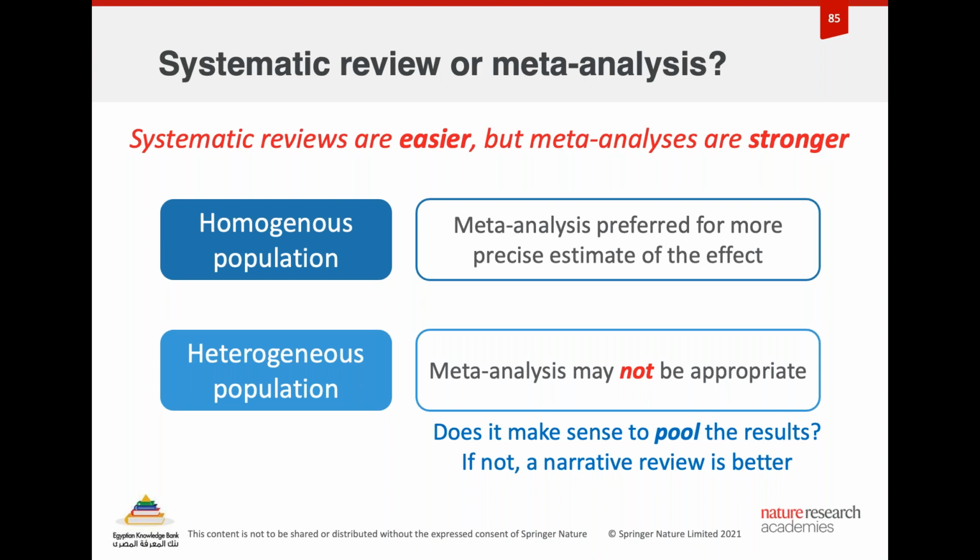So if you can conduct a meta-analysis, that's usually beneficial for you as well as for the field. If you have a very homogeneous population across all the studies that you're looking at, the meta-analysis is likely to be preferred and give you a more precise estimate of the effect. The problem is, that's not always going to be the case. Sometimes when you look at the different studies, you're going to see so much heterogeneity that maybe it doesn't make sense to do a meta-analysis at all, in which case you would just do the qualitative synthesis instead.